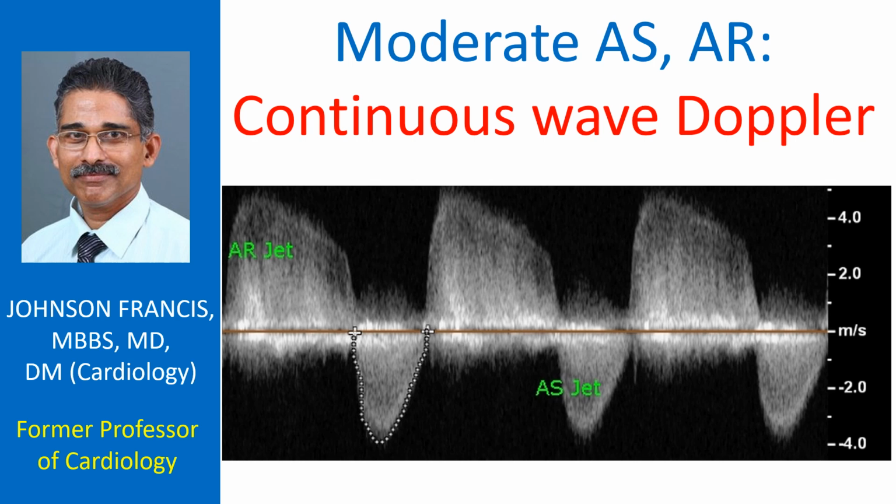Aortic stenosis jet has a peak gradient of 61 millimeters of mercury and mean gradient of 33 millimeters of mercury. Peak gradient derived from Doppler echo is different from the peak gradient derived on cardiac catheterization. Doppler echo estimates the peak instantaneous gradient, while cardiac cath estimates the peak-to-peak gradient between the left ventricular and aortic pressure tracings.